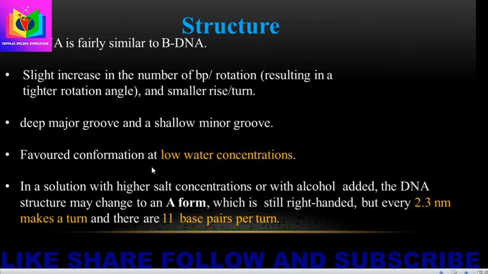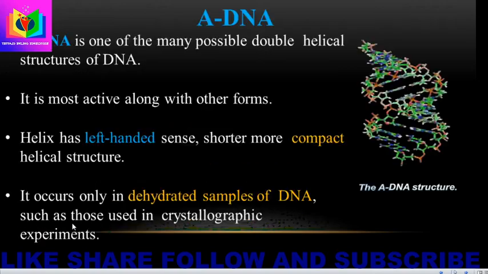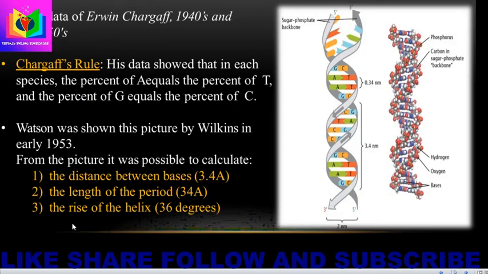The conformation occurs at low water concentration, that is low hydrogen and oxygen content. At that time, the conformation of these molecules occurs. This makes a turn of 2.3 nanometer and it consists of 11 base pairs. But in our normal DNA, we have 3.4 nanometer.